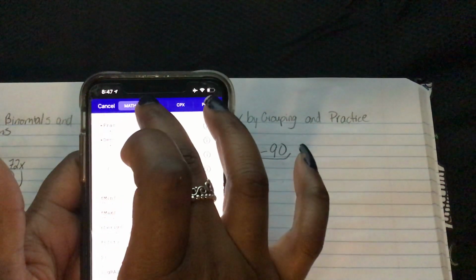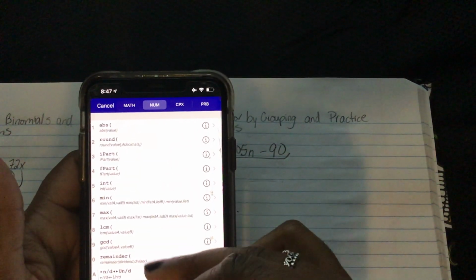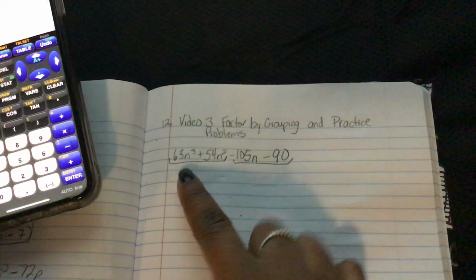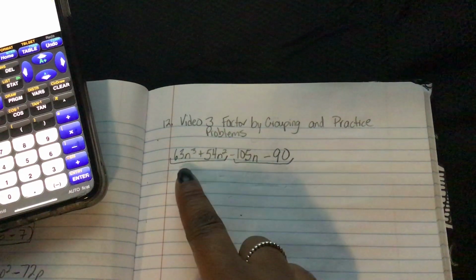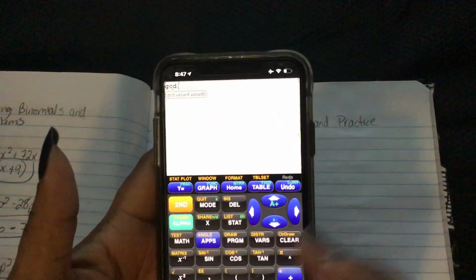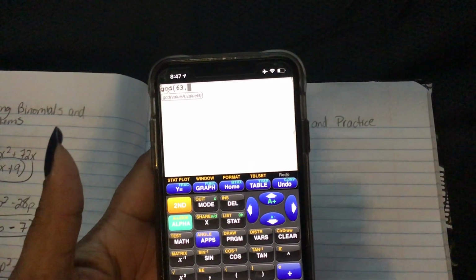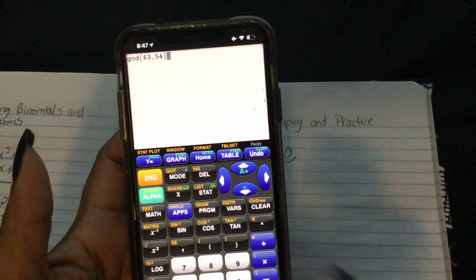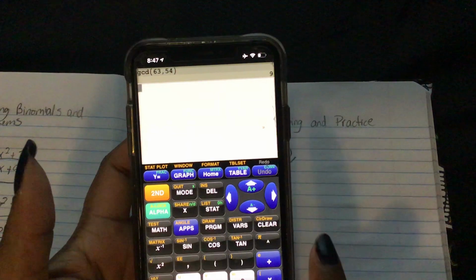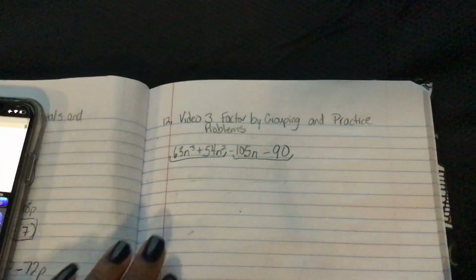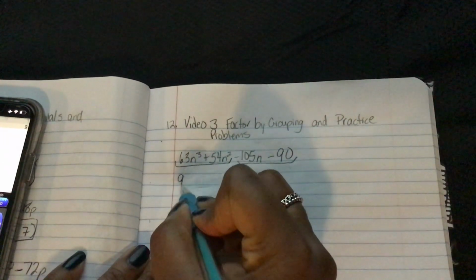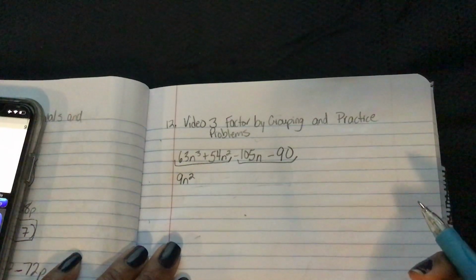What you do is you go to math, and then you go over to num, and you go down and look for GCD, greatest common divisor or factor, and you're going to type in the two numbers that you want to find the greatest common factor for, okay? So that's going to be 63, comma, 54. You close the parentheses there, and that will give you 9. So you can take out a 9. Also, they both have at least two n's in common. So you're going to take out 9n squared, okay?